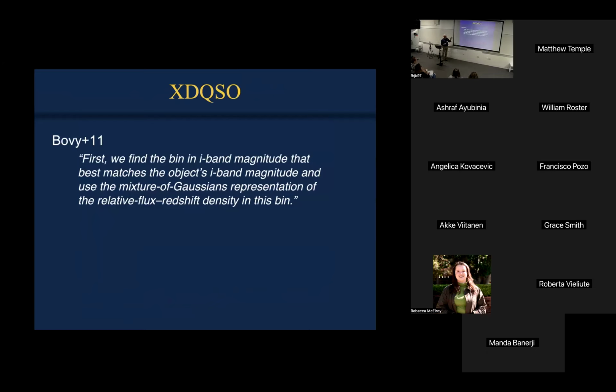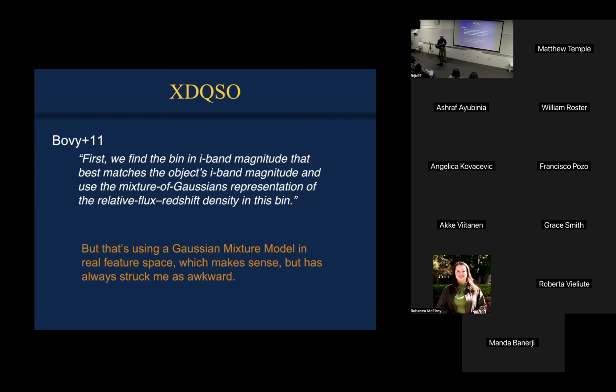As an example, the Bovy XDQSO paper in 2011, that was a very novel idea at the time. They were just using Gaussian mixture models to describe the data, and there's not really a good figure, but I was trying to find one. That always really bothered me. I'm like, okay, that kind of makes sense, but it disturbed me a little bit because they're using this Gaussian mixture model in real feature space. And I think that's a huge mistake, right? They were able to do it because they were only using colors. But with LSST, we were going to have a couple hundred features that we're trying to select from, right?